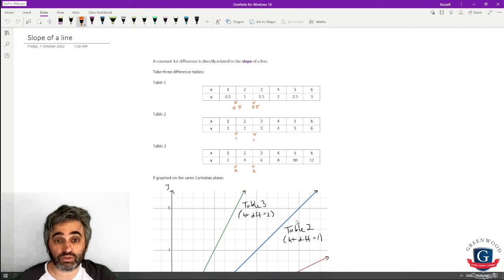Hi everybody, today we're going to have a look at slope of a line and see how that fits together with the rest of our coordinate geometry understanding.